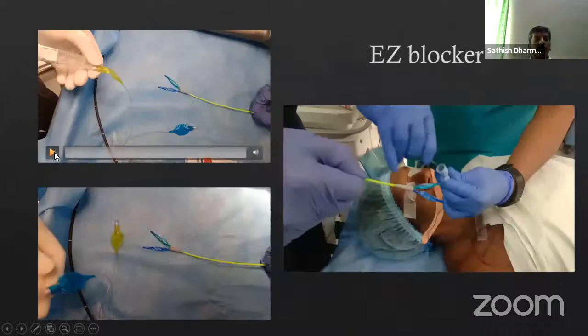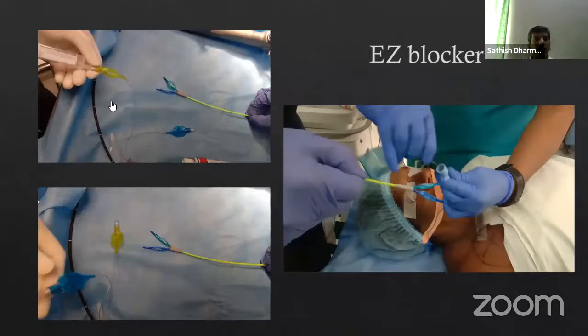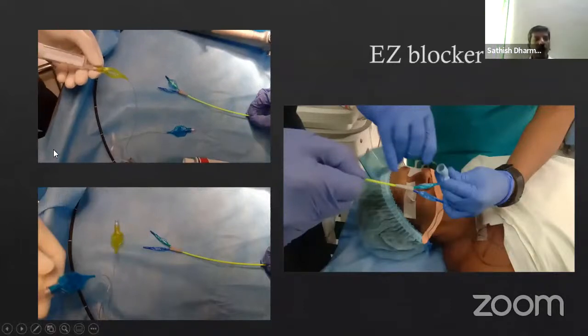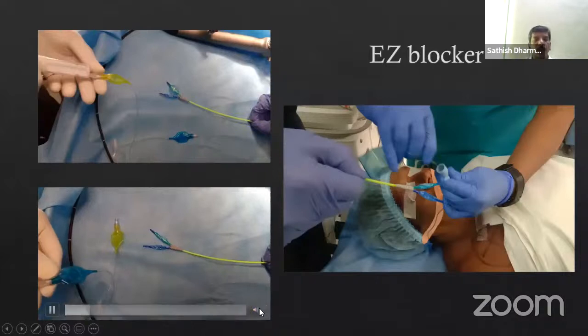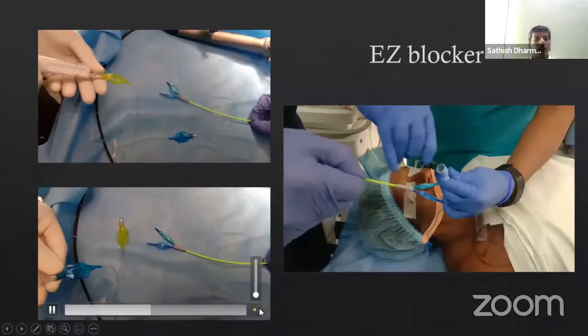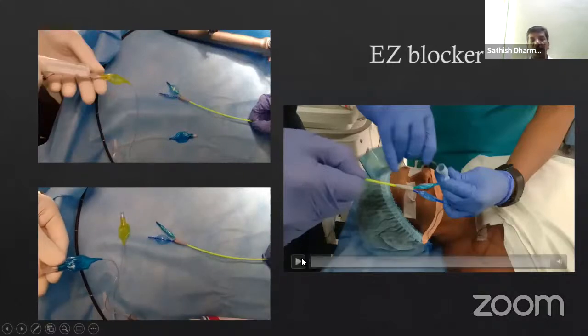Before you place the blocker, confirm both the cuff integrity. This is for the yellow lumen and this is for the blue lumen. You confirm the integrity. Once you're sure about the integrity of the cuffs, you place it inside the patient.